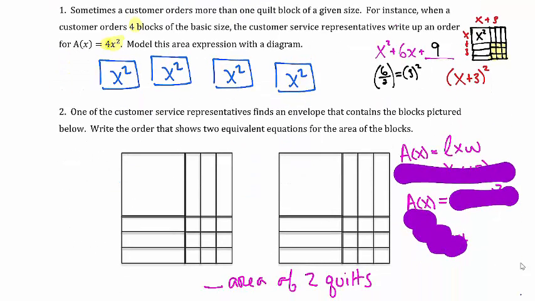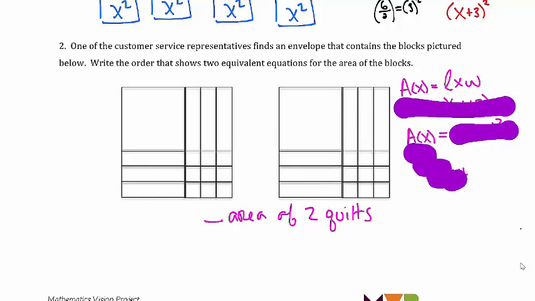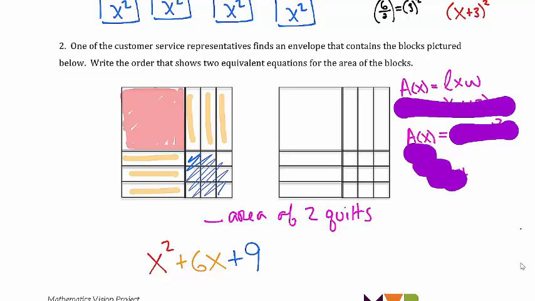Okay, so one of the customer service representatives finds an envelope that contains the blocks pictured below. Write an order that shows 2 equivalent equations for the blocks. Okay, so if we think about it, we have an x squared, right? And then we have 1, 2, 3, 4, 5, 6 x's. So we have an x squared plus 6 x's plus 9 ones.